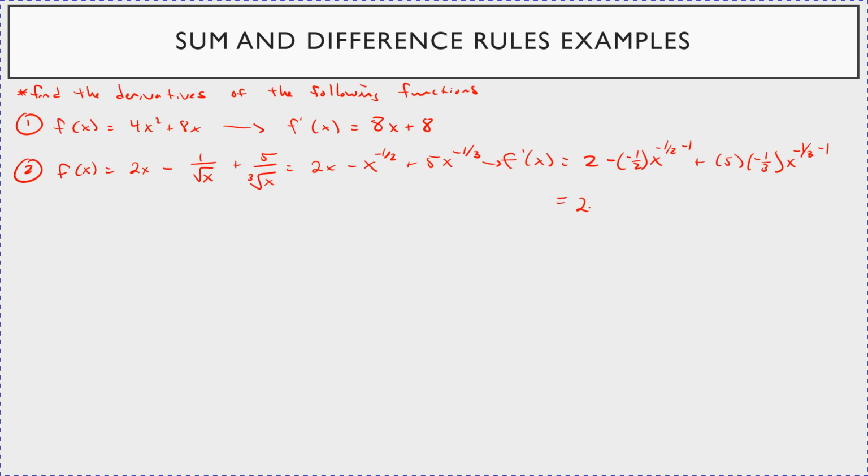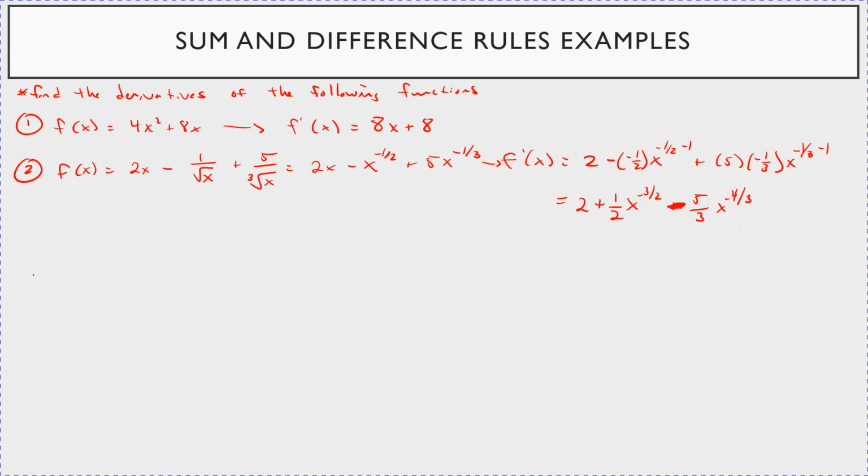So this becomes 2 negative, negative plus 1/2, x to the minus 1/2, minus 1 is minus 3/2. Plus, well, forgive me, a negative. So 5 times minus 1/3, excuse me, is a minus 5/3. And then this is x to the minus 4/3. So again, the trick was just rewriting it. You had to rewrite it so that you could use it.